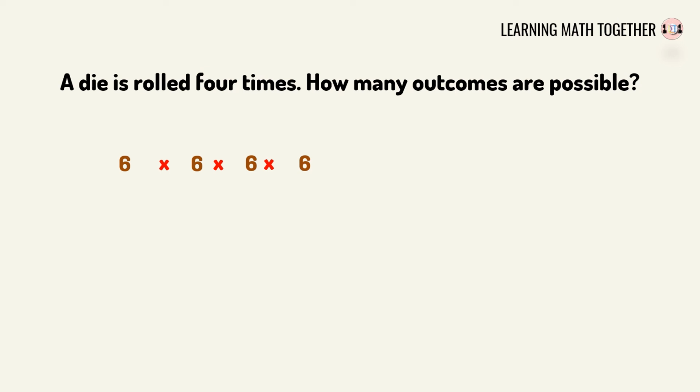Now to get the total number of outcomes in rolling a die 4 times, you can express it in exponential form. That could be 6 raised to 4, or if you simplify that one further, you could have 1,296 possible outcomes. Therefore, there are 1,296 possible outcomes in rolling a die 4 times.